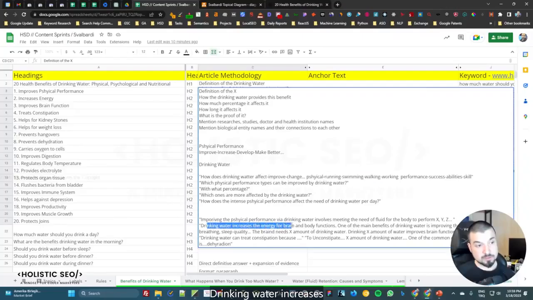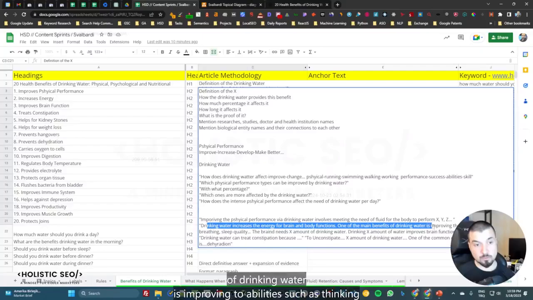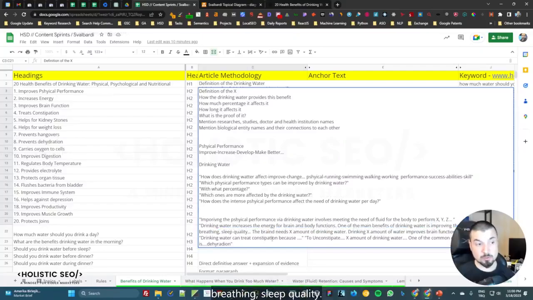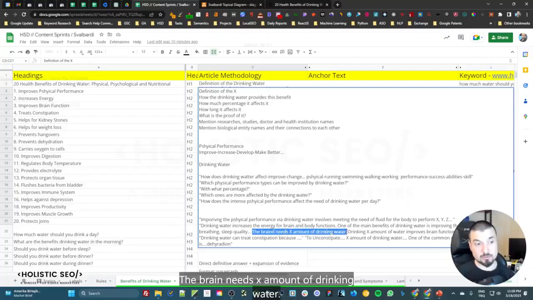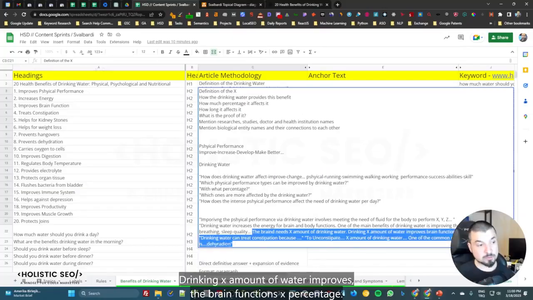Drinking water increases the energy for brain and the body functions. One of the main benefits of drinking water is improving the abilities such as thinking, breathing, sleep quality. I am making these things up. A real expert will be coming and changing them, but the sentence structure will stay same. The brain needs X amount of drinking water. Drinking X amount of water improves the brain functions X percentage.